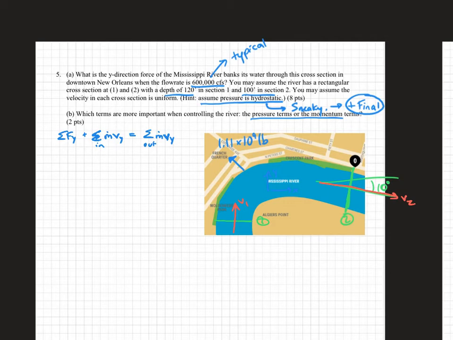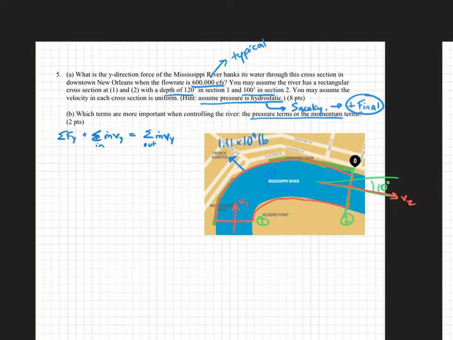Are those both in the y direction? This one definitely has a y component. They both have y components, so they're both going to be in our equation. All right, what else are we going to need? Well, we've got forces on this thing, obviously, or else we wouldn't be asking this question. So one of them is going to be on this free body diagram, if this is my control volume.